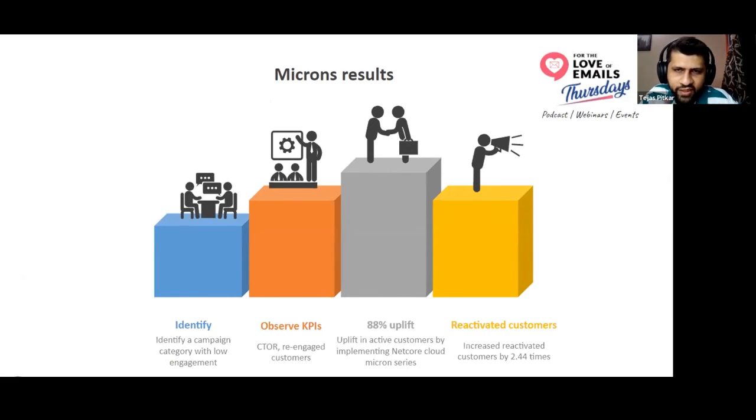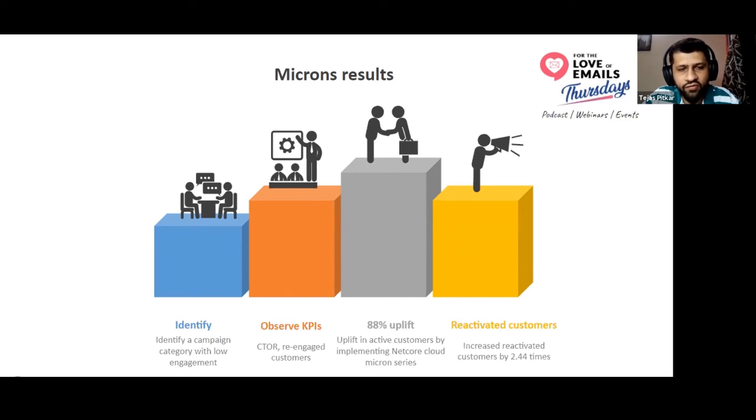The KPIs that we set for these campaigns were mostly click-to-open rate and how many customers we were able to re-engage from this series. It was not based on just open rates, because right now, with the Apple Mail privacy protection, there's a lot of pixel blocking going on, and open rates are being exaggerated. So you don't really know what percentage of users are actually opening your emails. But you can definitely look at other performance metrics which show your customer intent, like clicks, conversions, and reactivations, in order to observe the actual performance of your Micron series.